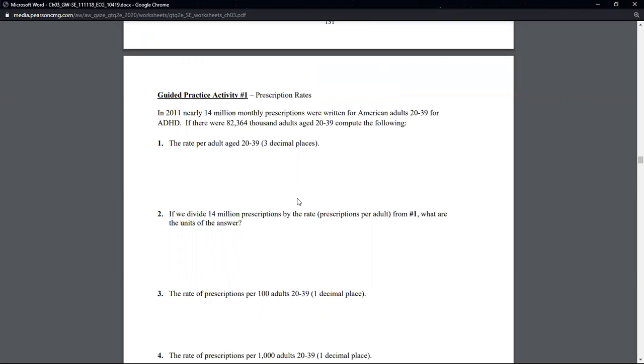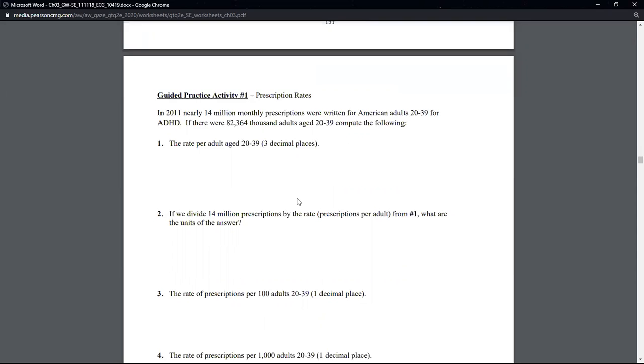So we're going to work on this together. In 2011, nearly 14 million monthly prescriptions were written for American adults aged 20 to 39 for ADHD. If there were 82,364,000 adults aged 20 to 34, compute the following. The rate per adult aged 20 to 39 with 3 decimal accuracy.